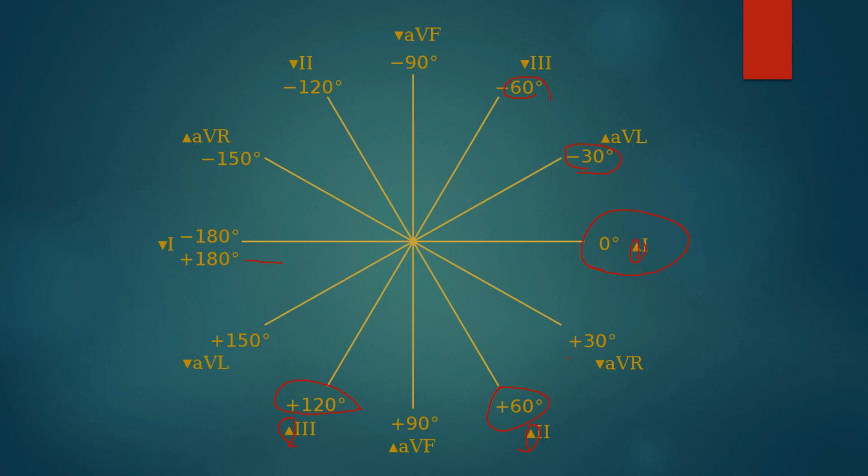And aVR, the positive pole is at plus 30 degrees, and the lead positive pole of aVR is at minus 150 degrees, and the positive pole of aVF is plus 90 degrees. By remembering this hexaxial system, we can calculate the axis of the heart.